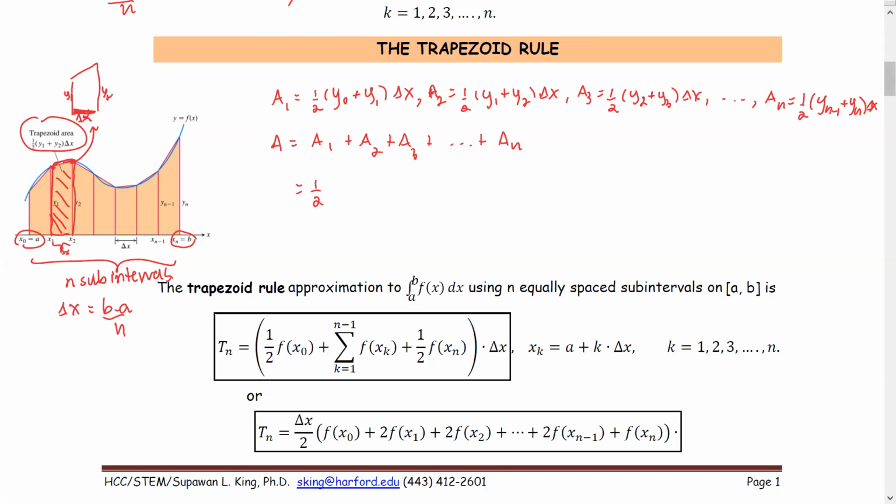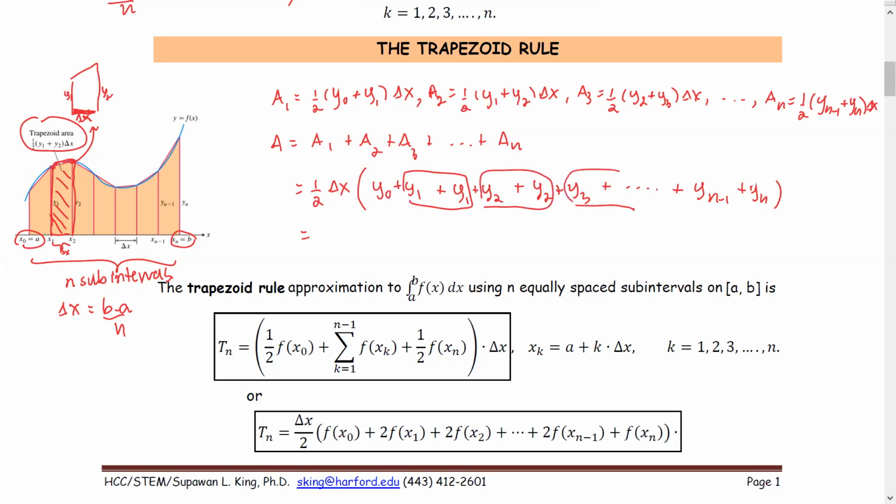And we see that A1, A2, and all of them have a common factor 1/2 and delta x, and leave us y0 plus y1 from A1, y1 plus y2 from A2, y2 plus y3 from A3, all until A_n, which is y_{n-1} plus y_n. By looking at the sum of the y's in the parentheses, we can see that y1 plus y1, that's double, and then also y2 plus y2. And all interior points will be added twice.